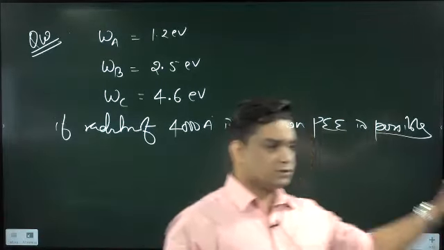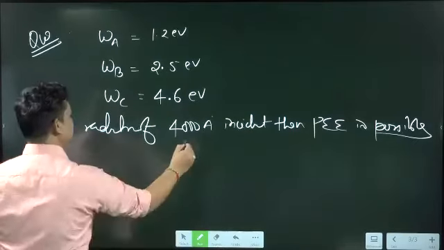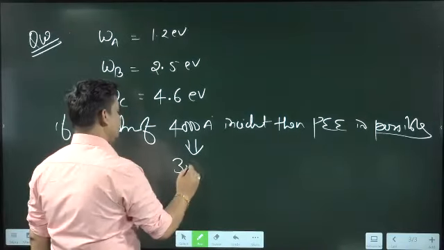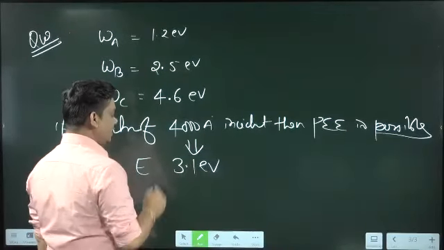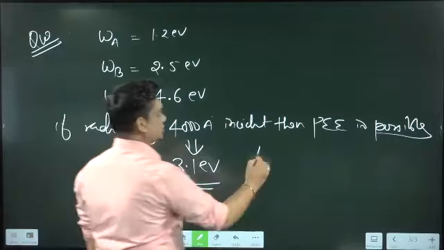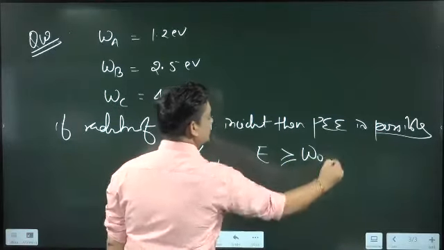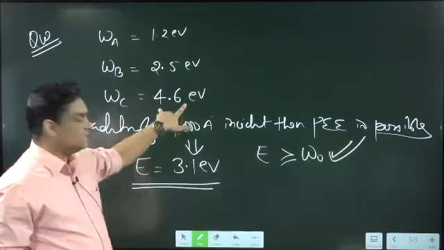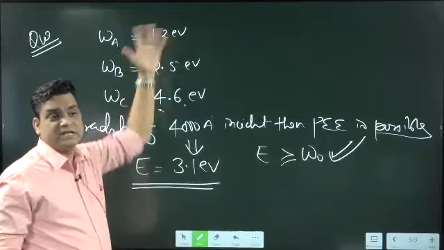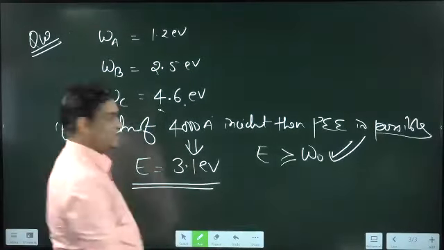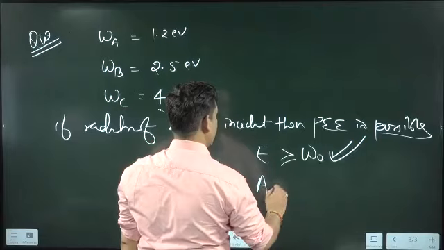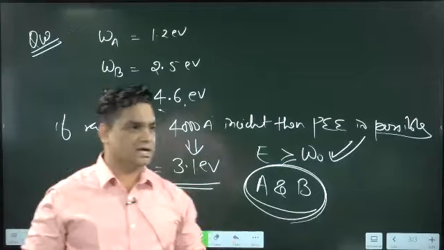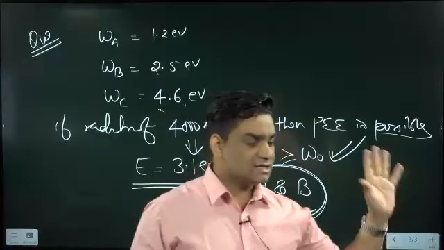So we can first find the energy. Everyone knows, corresponding to 4000 angstrom the energy is 3.1 electron volt. Energy should be more than or equal to work function, then only PE is possible here. So in this case, for C, the work function is 4.6, which is more, so that is not possible here. So it becomes A and B. With both, this is possible, otherwise it is not possible. Clear?